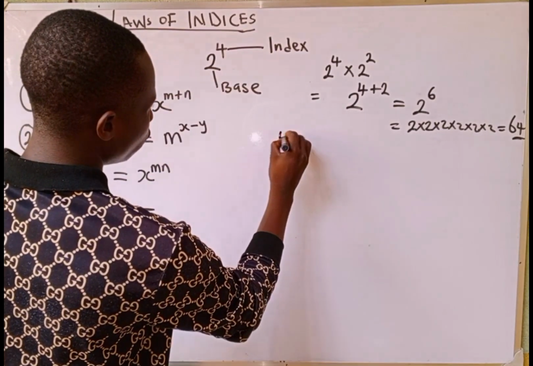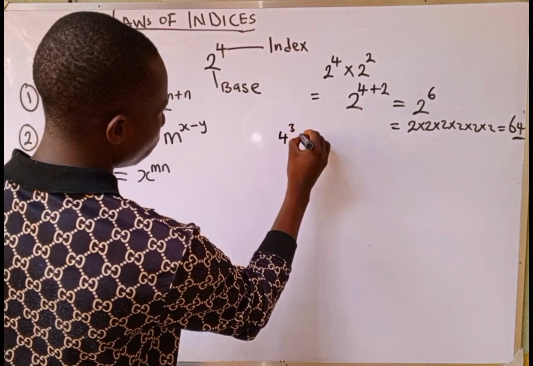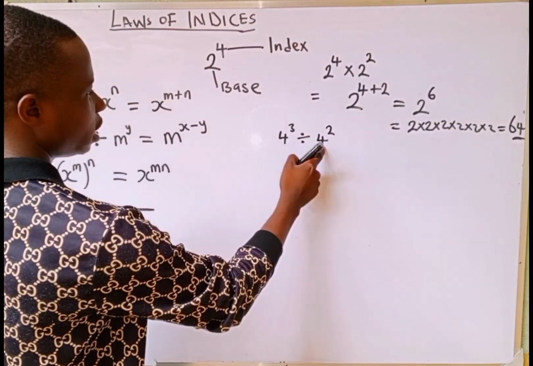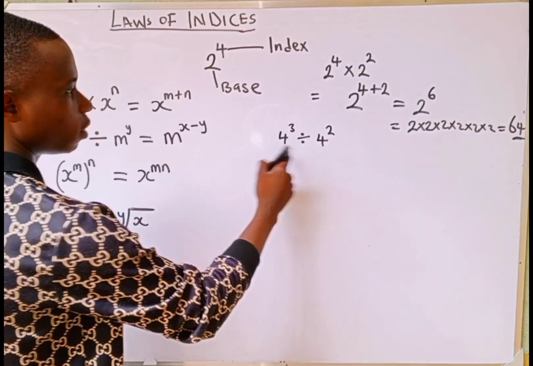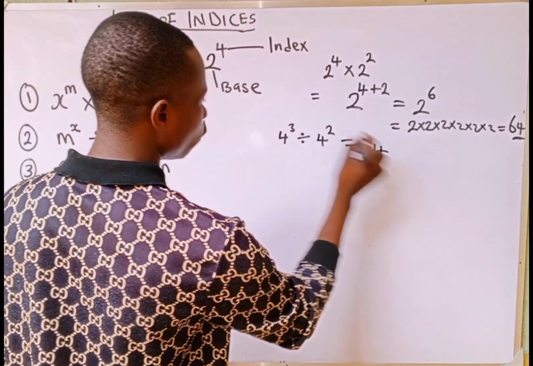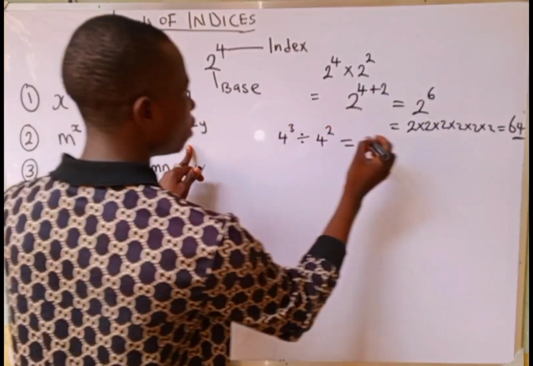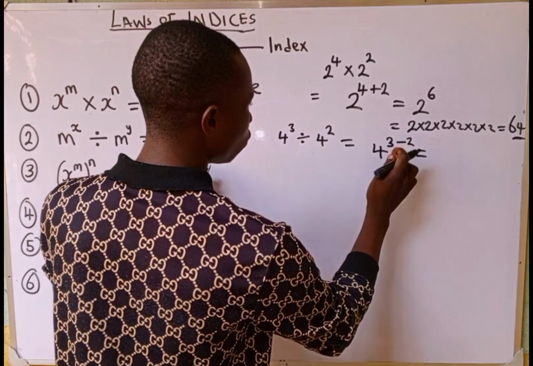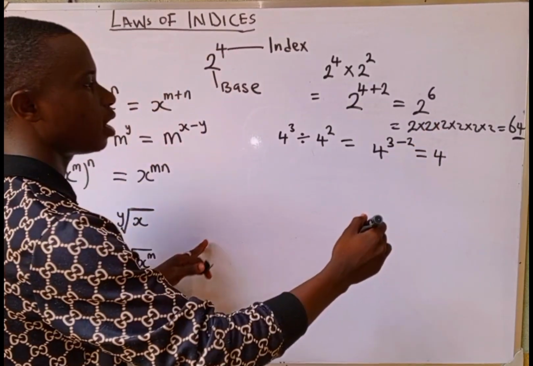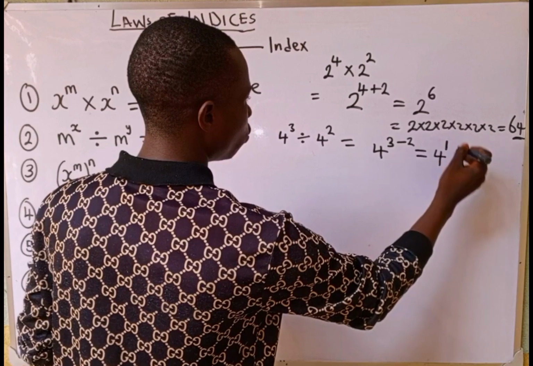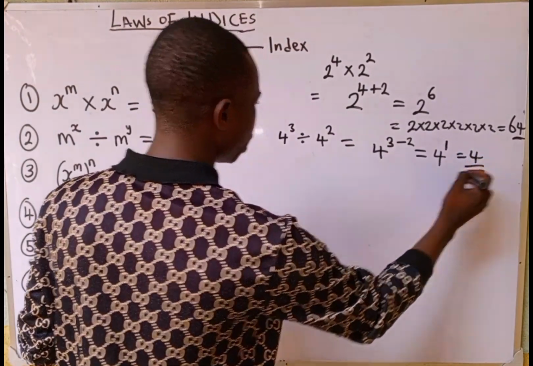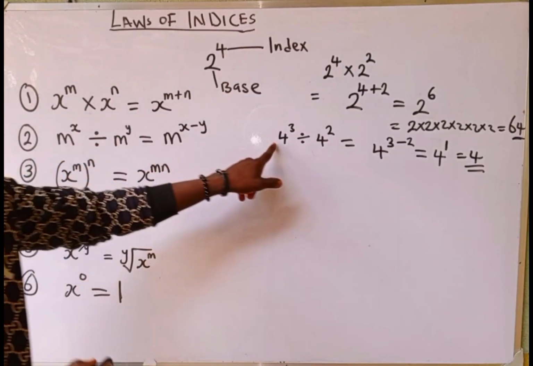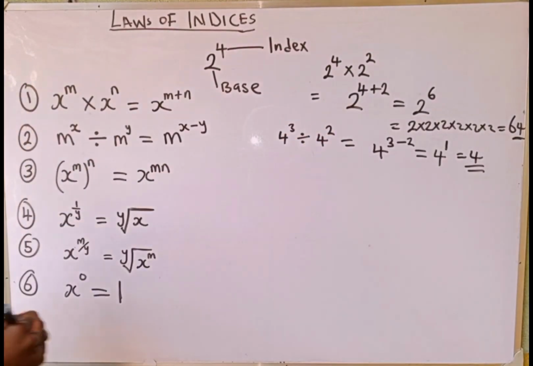Suppose you have 4 to the power of 3 divided by 4 to the power of 2. We notice here that the base is 4, which is the same. Then we write the base, which is 4, then we subtract the power. The first power is 3, minus the second power, which is 2, which is going to give us 4 to the power of 1. Then 4 raised to the power of 1 is the same as 4. So this is how to use the division law of indices. If the base is the same, then you subtract the power.